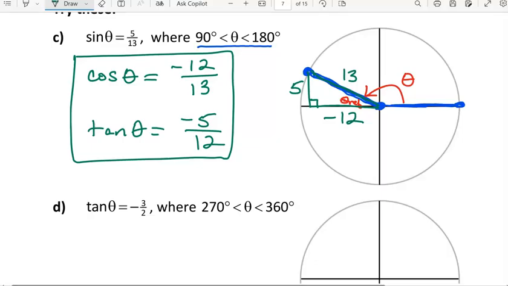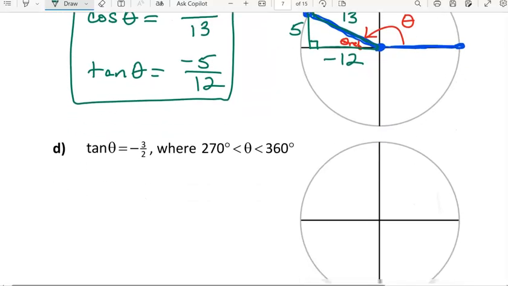Okay, hopefully you got cosine of theta is equal to negative 12/13 and tangent of theta is equal to negative 5/12. A really easy mistake to make on this one is to find the missing side length of 12, but to forget that since that side length is indicative of a point in the second quadrant, that the x value, or a value, will be negative.